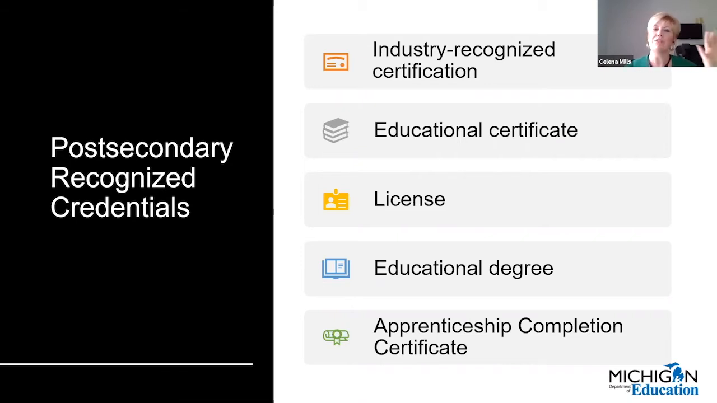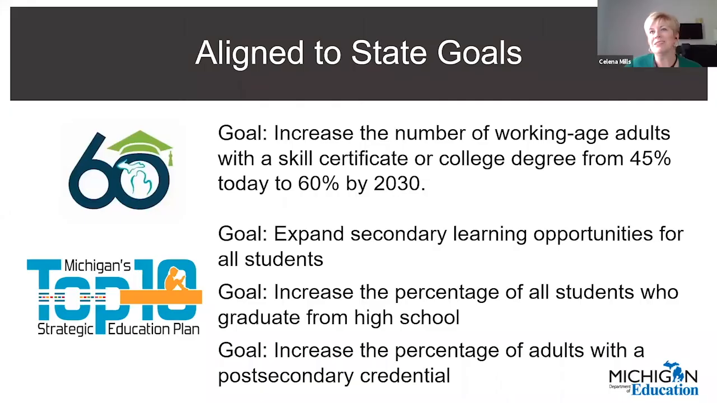And what those are is one of the 5 things that you see on the screen. So it could be a license, a degree, an apprenticeship, or an industry recognized certification or certificate. The reason that we chose that was because it really aligned with other things that our state was doing. That post-secondary recognized credential aligned very nicely with the governor's priorities for 60 by 30. And it also aligned in multiple areas to our top 10 strategic plan. And so it was following in the same direction that the rest of our state was going.